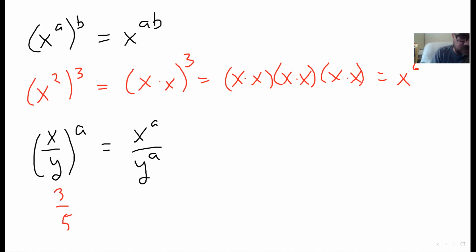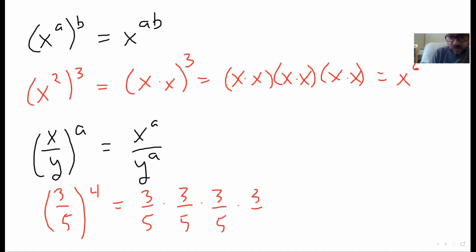So let's say I have 3/5 to the 4th power. That is 3/5 times 3/5 times 3/5 times 3/5. And now when you're multiplying fractions, of course, you just multiply straight across. So in the numerator, I have 4 3s, that would be 3 to the 4th. In the denominator, I have 4 5s, so that would be 5 to the 4th. Exactly as advertised.